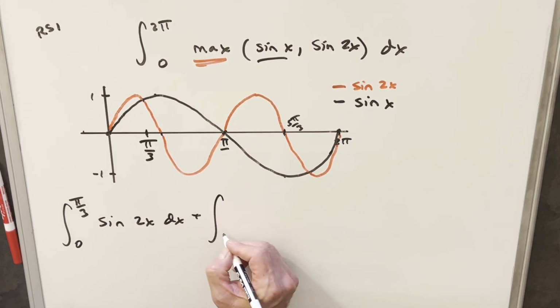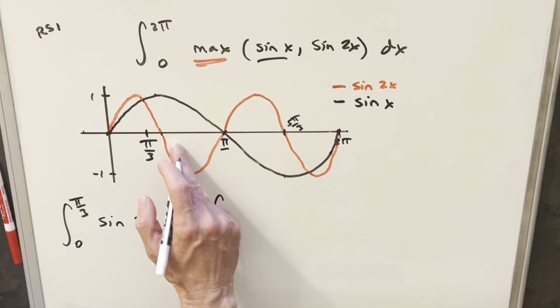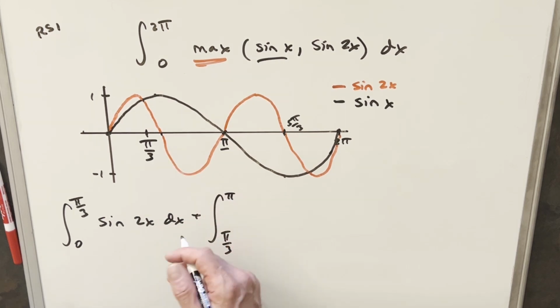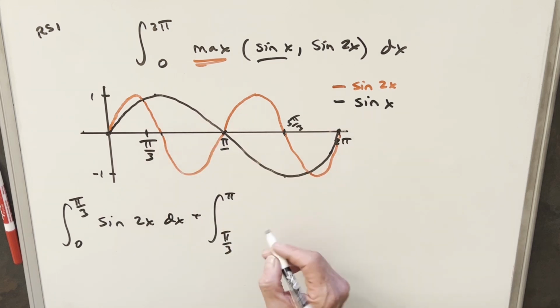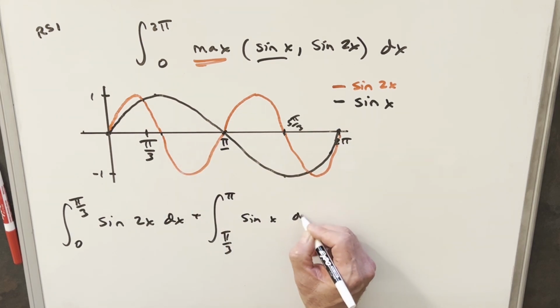And then next, I'm going to start at pi over 3, and we're just going to go to our next intersection point here at pi. And then here, the max is going to be the black function, which is sine x dx.